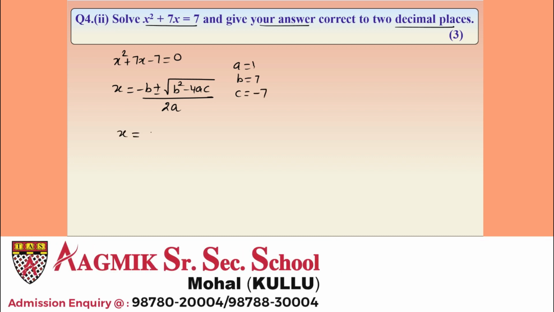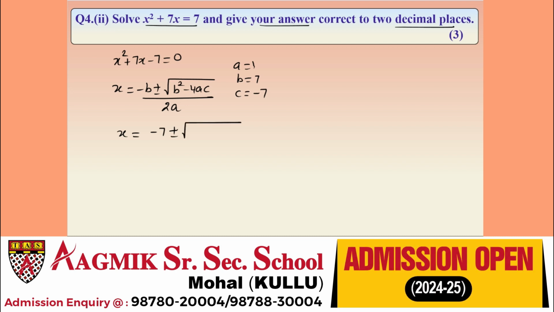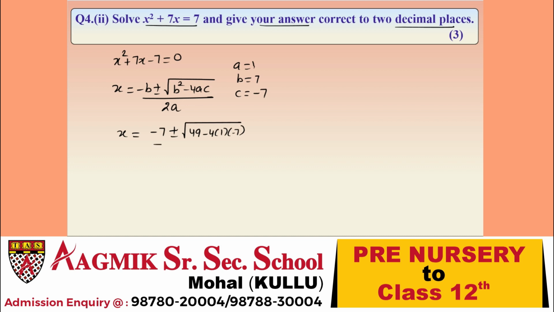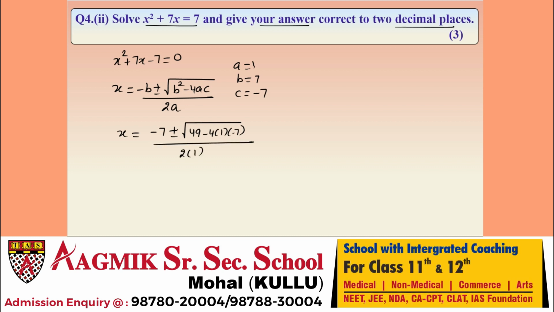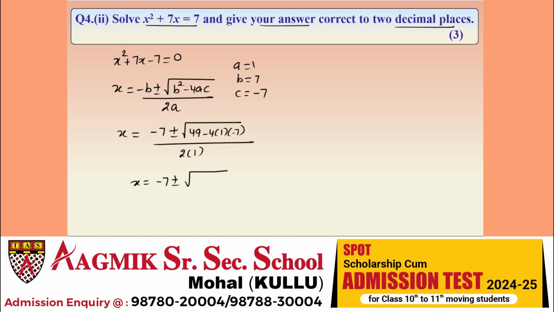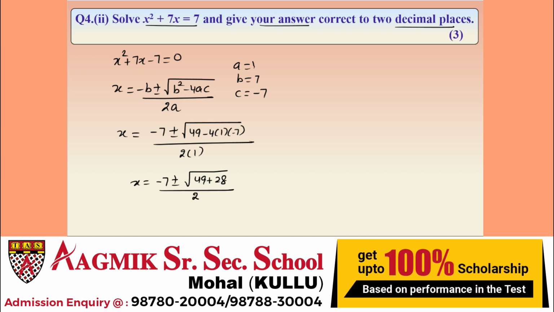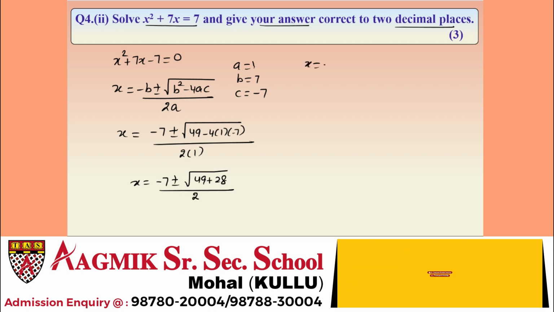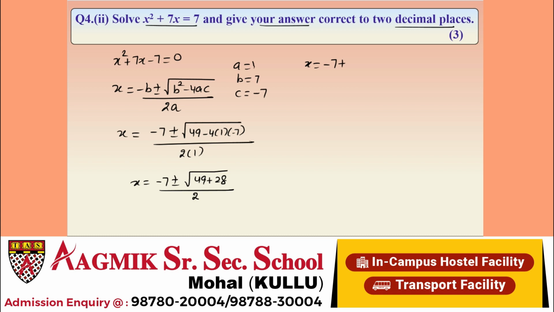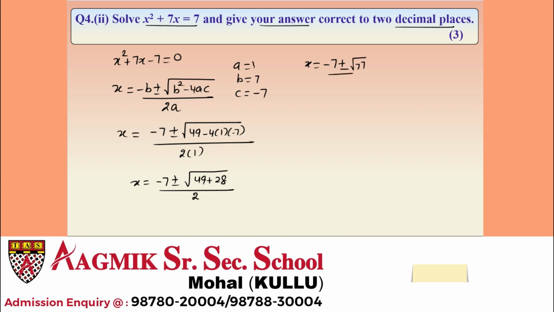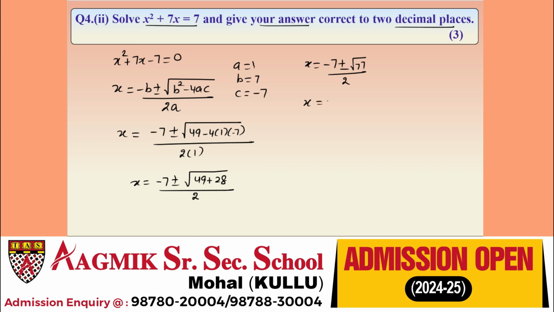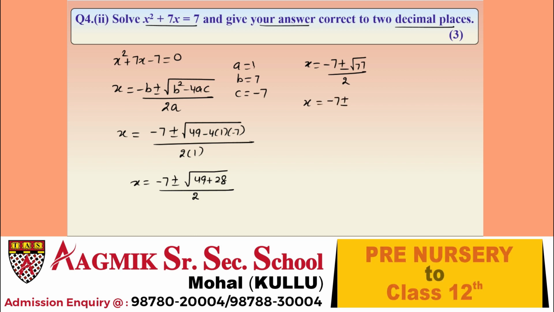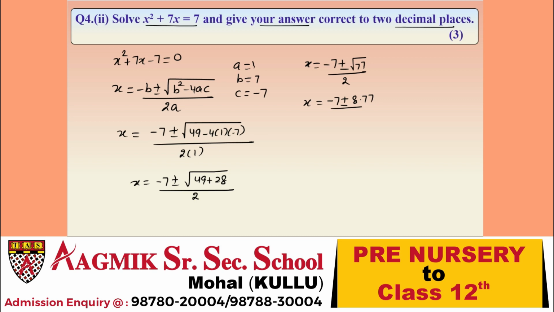So let's plug in the values. Minus 7 plus minus under root of b square would be 49, minus 4 times 1 into minus 7, divided by 2 times 1. So x is equal to minus 7 plus minus under root of 49 plus 7 4s are 28, divided by 2. So x is equal to minus 7 plus minus under root of 77 divided by 2. Now root 77 approximately will be 8.77.